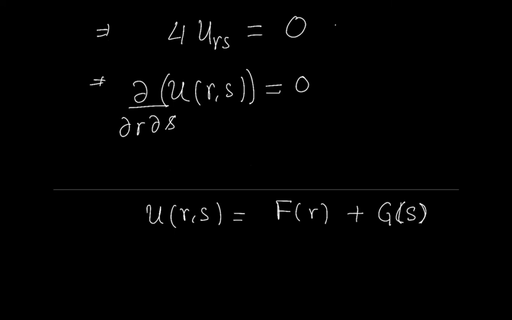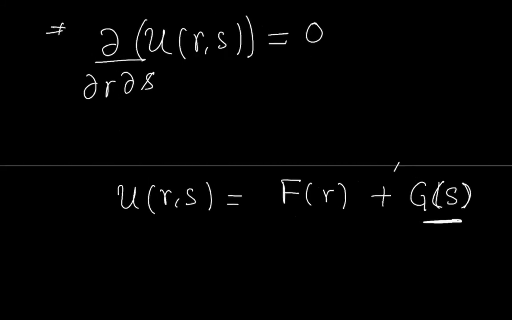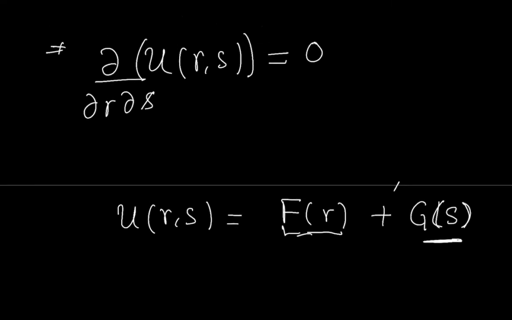If you take the first partial derivative with respect to R, you see that this is going to be 0. No matter what function is here, if it does not involve any R, the derivative with respect to R is going to be 0. And once you take the derivative with respect to S, this is going to be 0. No matter what type of function it is, the mixed derivative in R and S is 0 if the function looks like that.